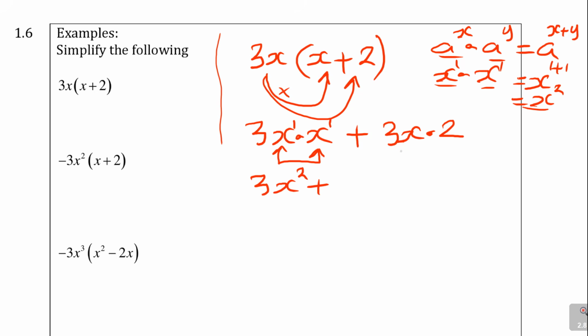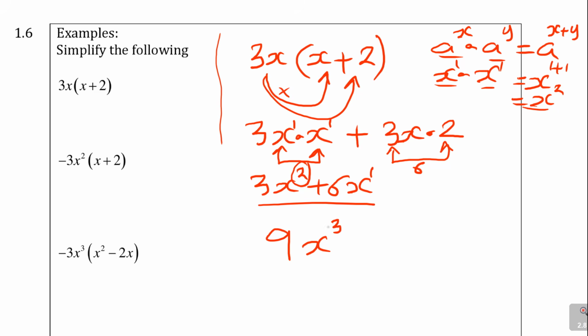Are you with me? Plus, now 3x times 2, of course the x is the only one, but the 3 and the 2, you need to multiply them. 3 times 2 is 6, then you just say 6x. That is the final answer. You can't do anything further. 3x squared, remember this is a square and this is power 1. Don't go now and say 3 plus 6, you say 9x and then you say 9x to the power of 3.